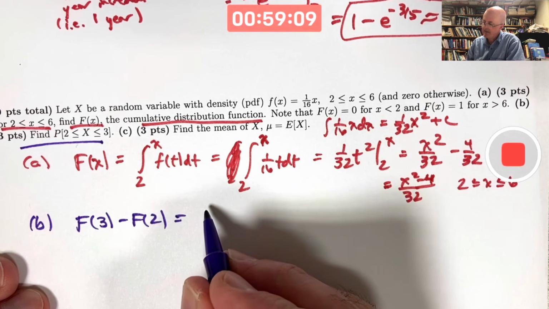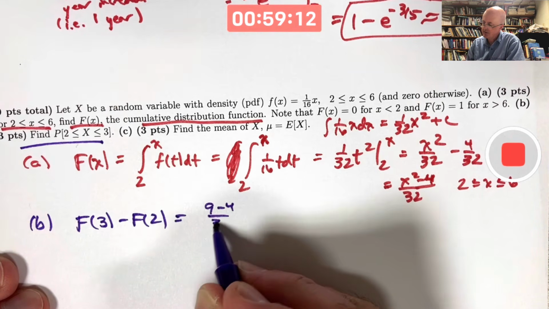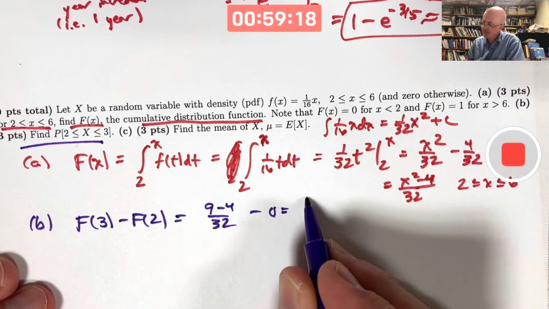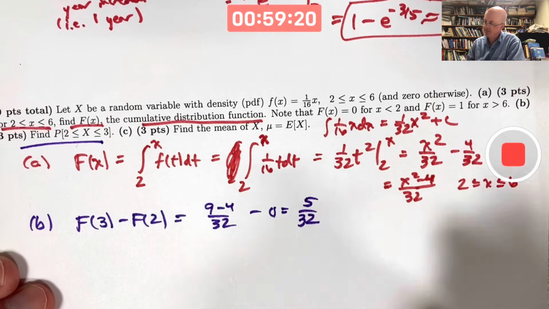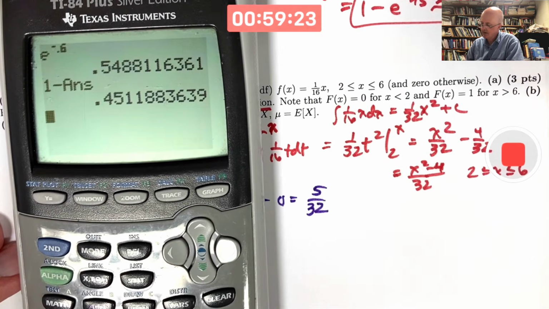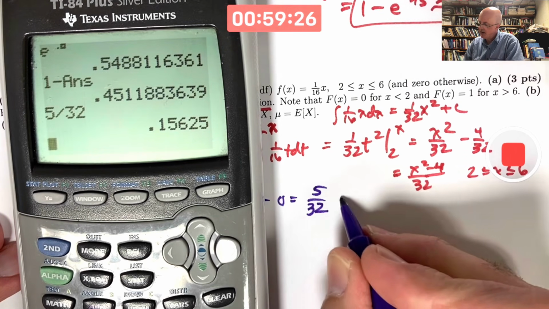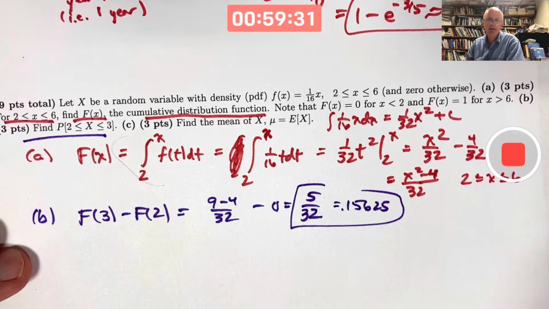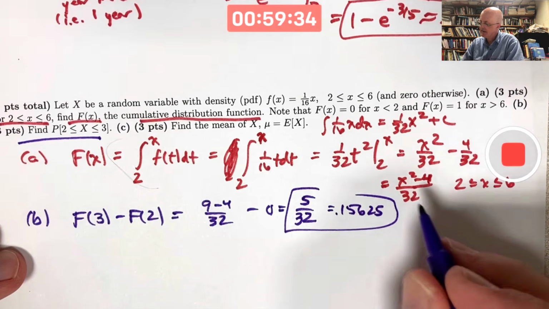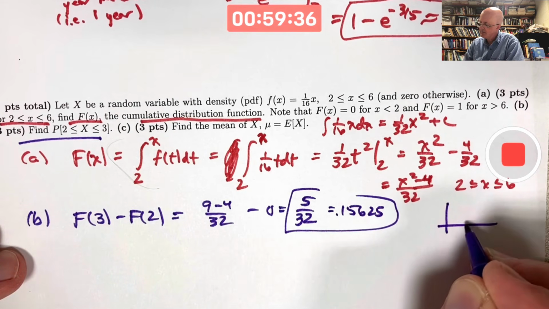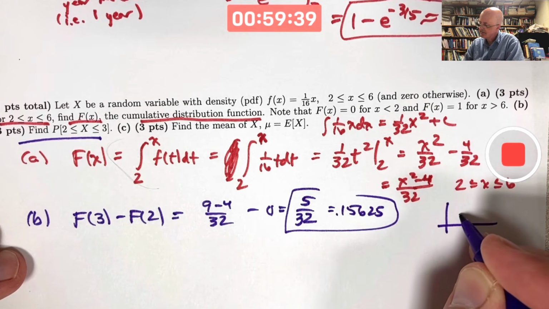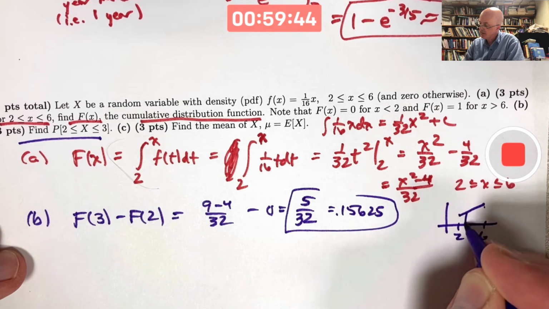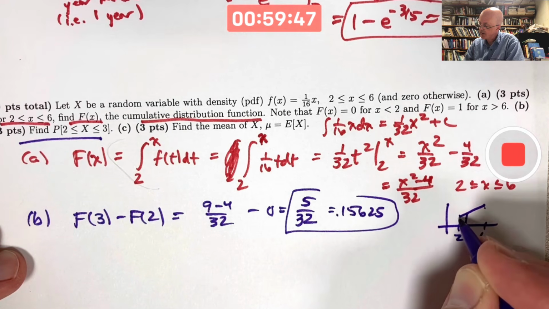3 squared is 9. 9 minus 4 over 32 is the value of capital F of 3. Capital F of 2 is 0. We already knew that. This is pretty easy. This is 5/32. 0.15625. Okay. Fairly small probability. The area under the PDF between 2 and 3, is a relatively small portion of the overall area under the graph.